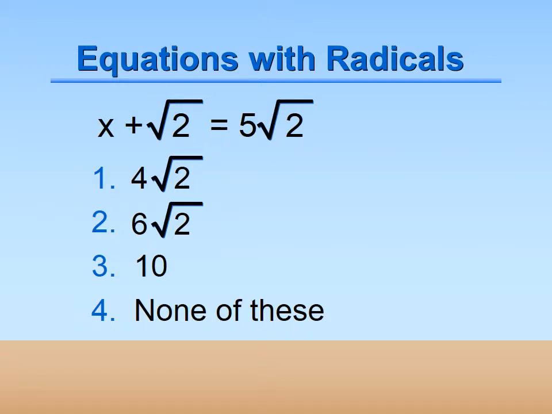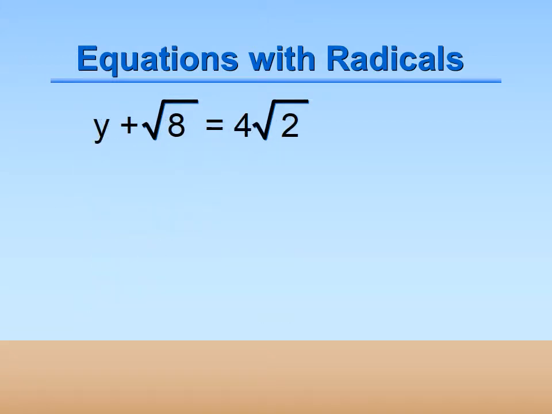All right, well, you should have subtracted the square root of 2 from both sides. So 5 square roots of 2 minus the square root of 2 would have given you 4 square roots of 2, which is answer choice number 1. All right, let's look at this one. y plus the square root of 8 equals 4 square roots of 2.